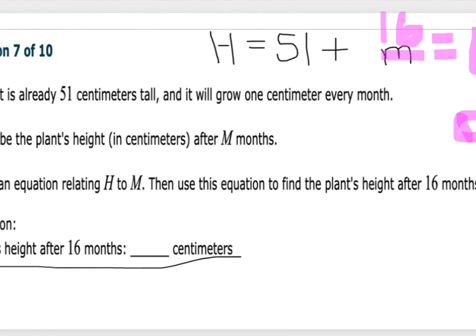Let H be the plant's height in centimeters after M months. Write an equation relating H to M. Then use this equation to find the plant's height.